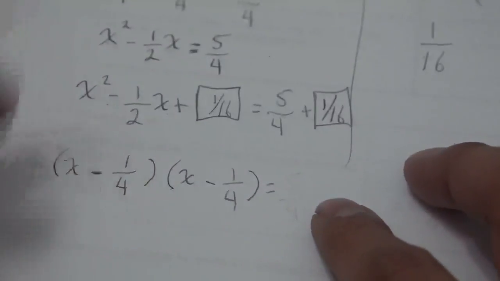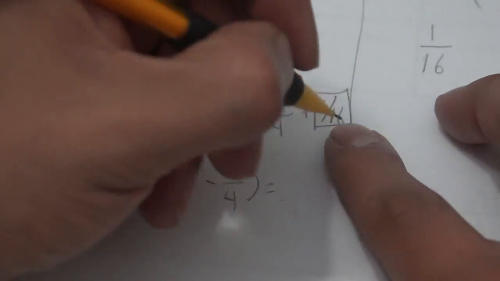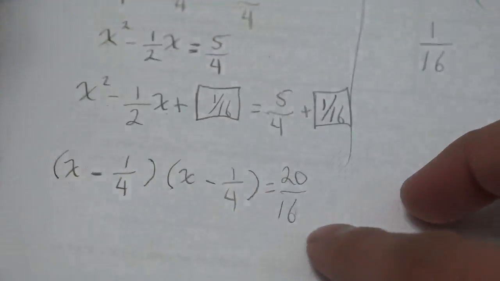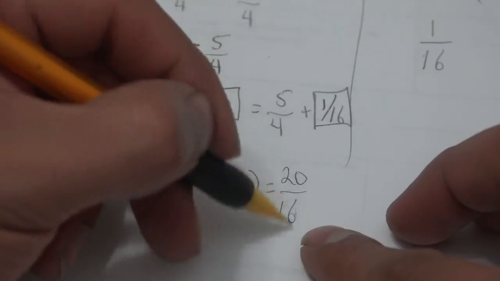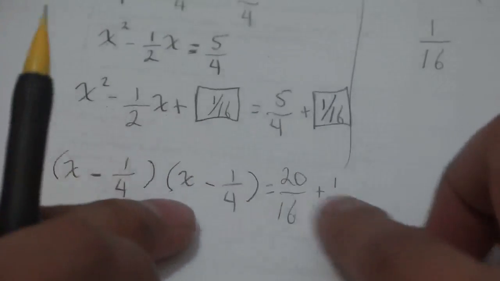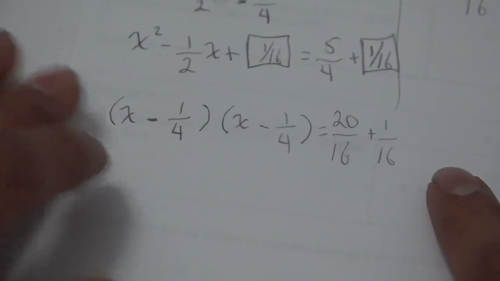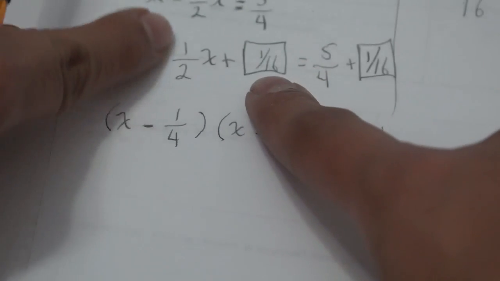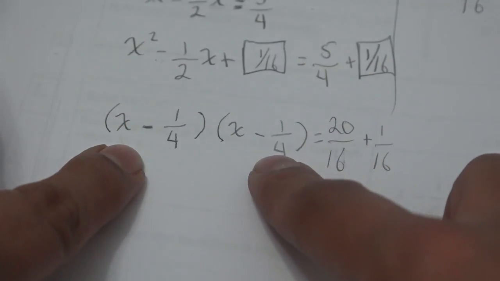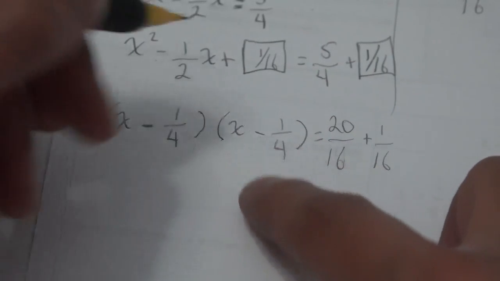Oh wait, and I gotta add this too. Okay, so to add this, since I'm not gonna be using the calculator, I'm gonna turn this into the same denominator. So I'm gonna multiply by 4/4. So I get 20/16. So 5/4 becomes 20/16 plus 1/16. So this becomes 21/16. All right. So look, this is what it says. As soon as you take half of the term and you square it, you're gonna end up with a binomial square. Now I did this, you don't have to do this.